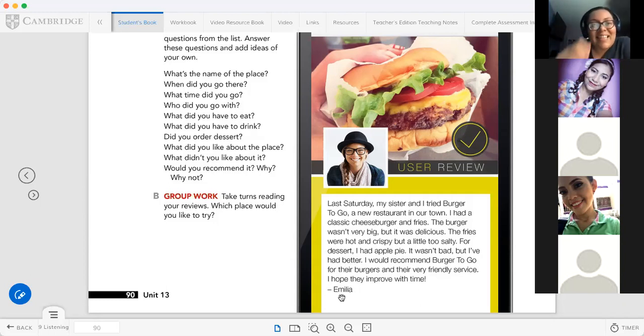No tiene que seguir exactamente el mismo orden, but what you're gonna do is take the information from the questions to write something similar. ¿Y dónde vamos a escribir este review? Pues obviously in Classroom, all right?